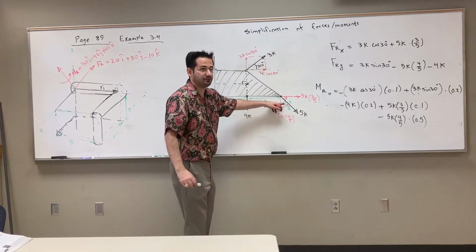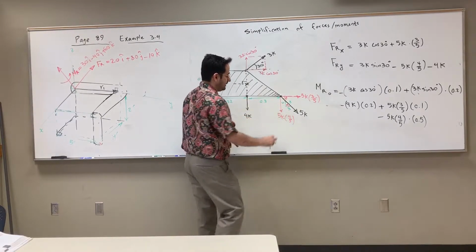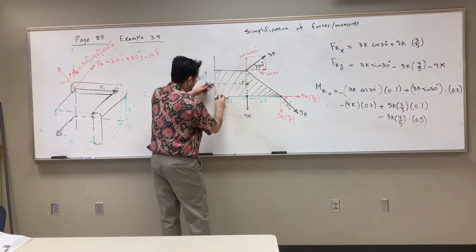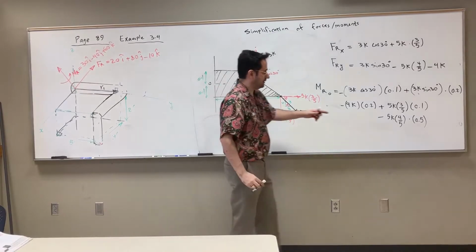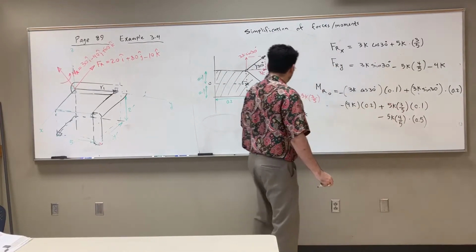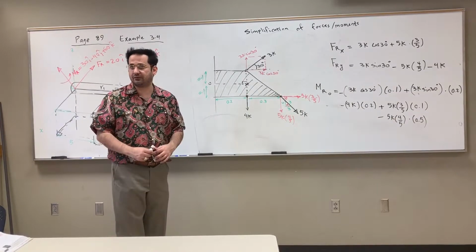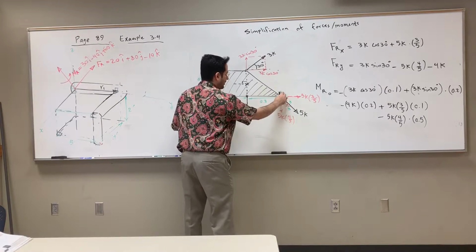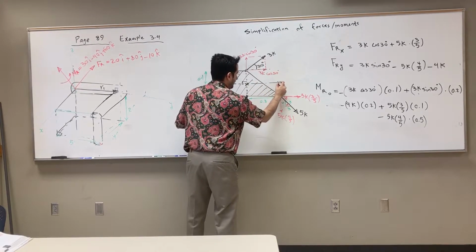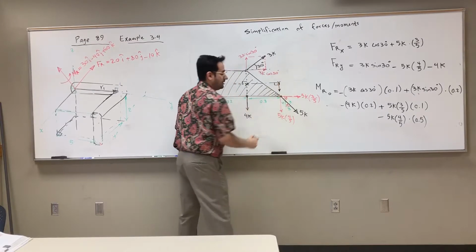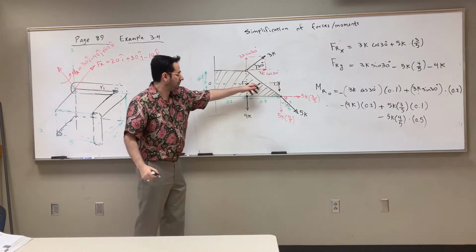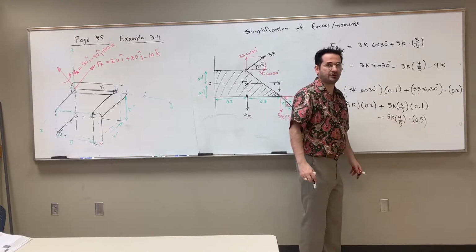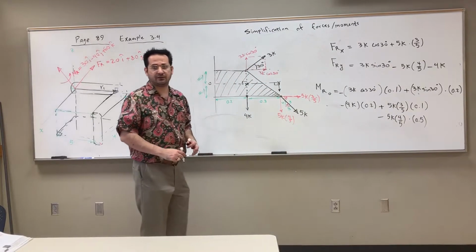Now we come to this one. Move it back. What's the moment arm? 0.1. What's the value of the component? 5k times 3 over 5. Positive or negative? Positive. What about this one? Move it up to this point, so it becomes perpendicular. What's the moment arm? 0.5 times the value of the component. Positive or negative? Negative. That's it.